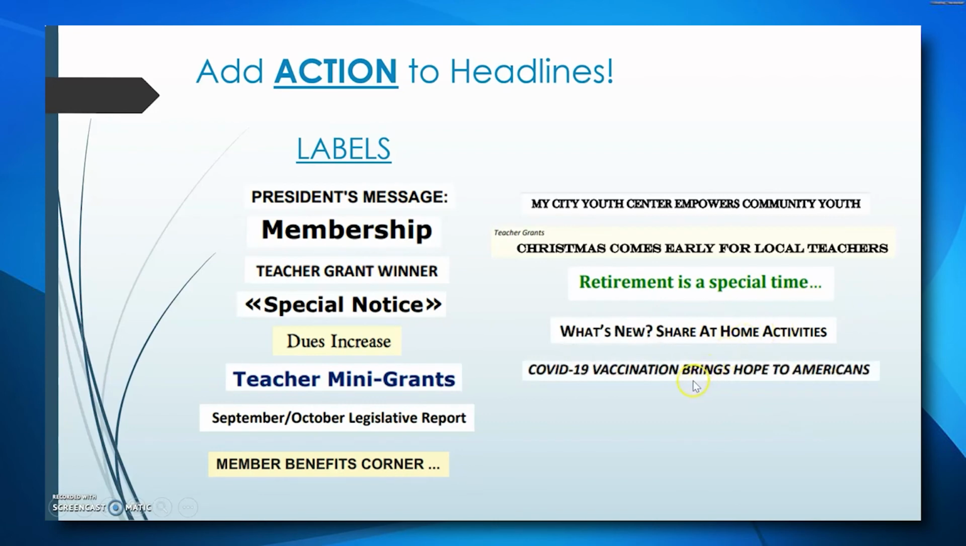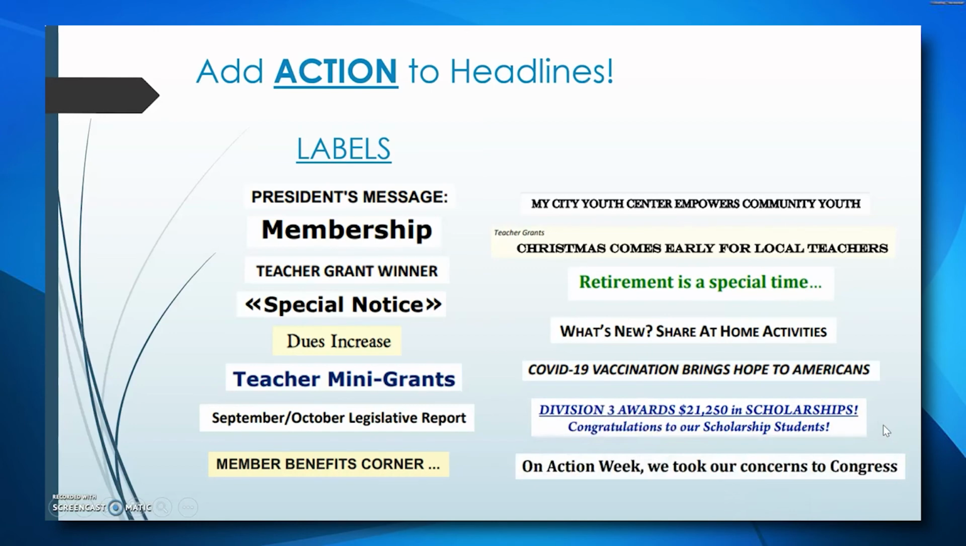COVID-19 vaccination brings hope to Americans. Division III awards $21,000 in scholarships. Congratulations to our scholarship students. And finally, on Action Week, we took our concerns to Congress. Sometimes labels are appropriate, but for articles including the president's message, headlines draw the reader in and make them want to read more.